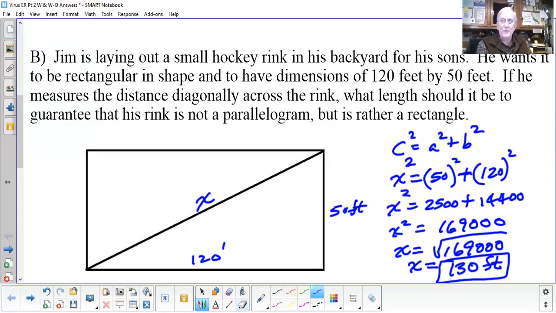And if it is 130 feet, then we know in the corners of this supposed rectangle, the angles are definitely 90 degrees. So this proves it. Okay, let's move on.